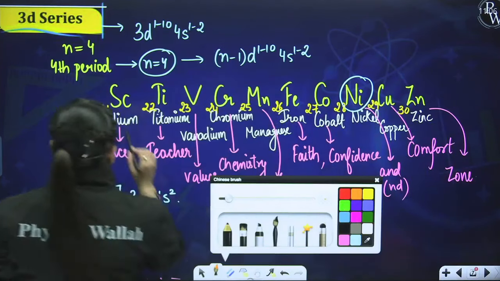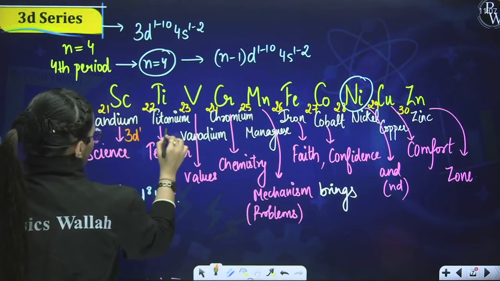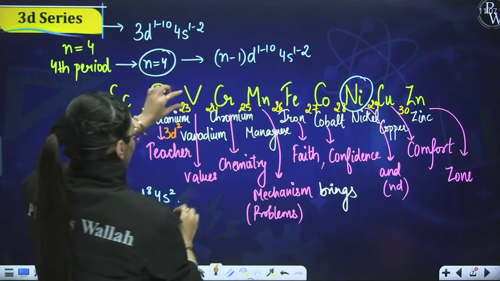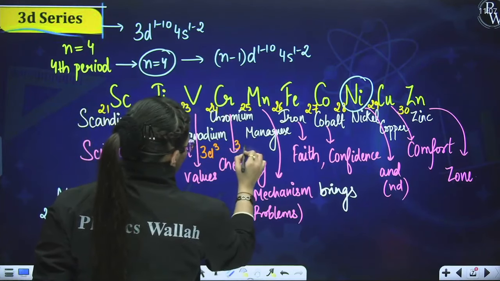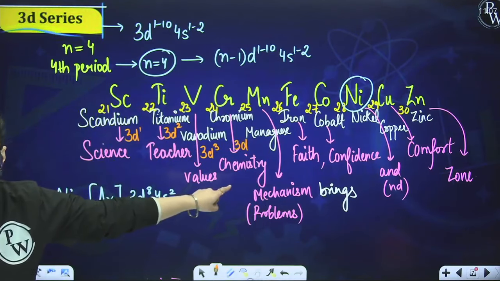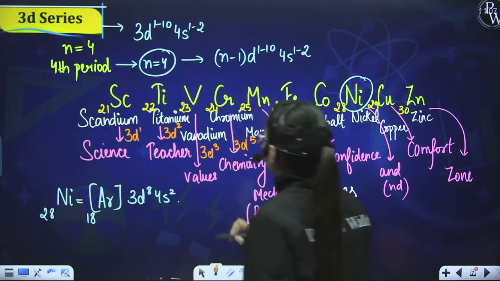See, if I talk about the very first one, the scandium, how many electrons in 3d? 1. In titanium, 2. In vanadium, 3. In chromium, now you shall write 4, but it is an exception case. Here it shall come out to be 3d5.